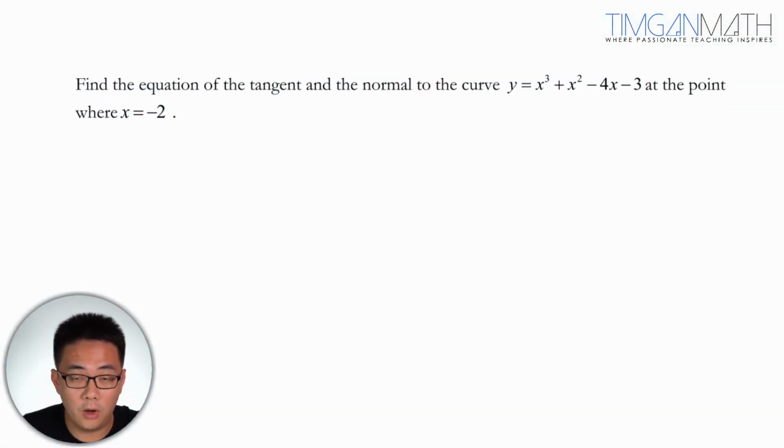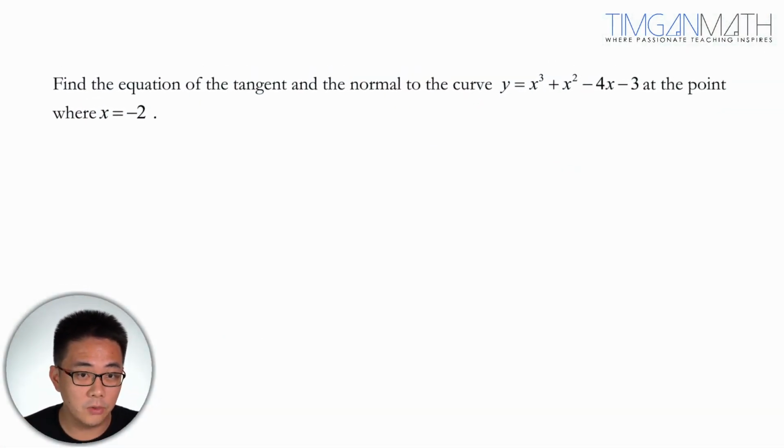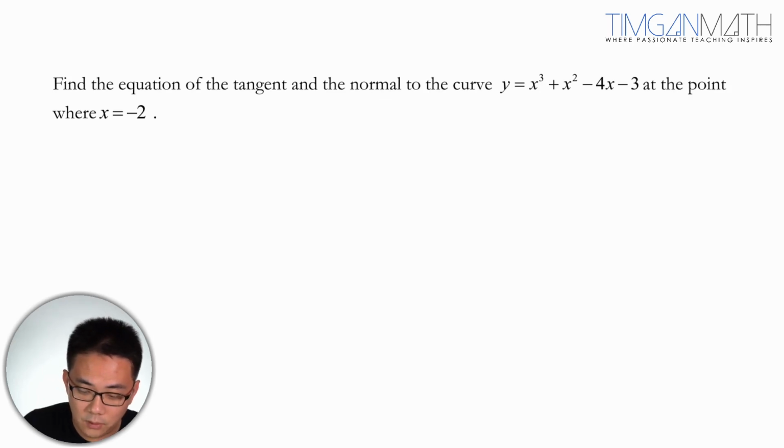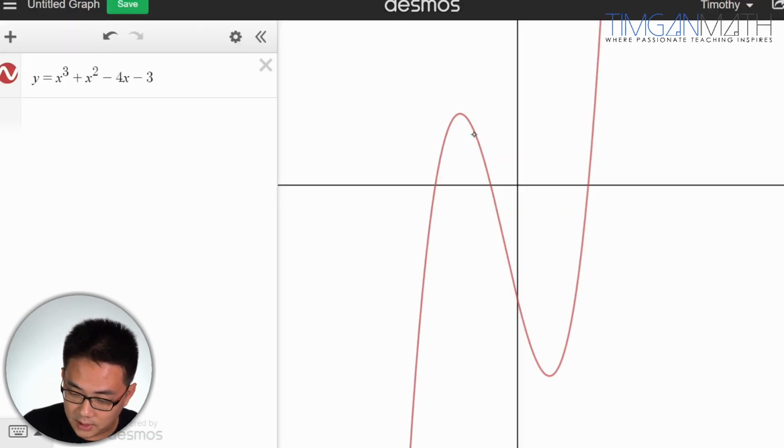Alright, students, let's look at this question here, which is on the application of differentiation. This question asks you to find the equation of the tangent and the normal to the curve at the point where x equals -2. So, using the derivative, how do you actually find the equation of the tangent and also the normal to the curve? In other words, what we want is when x is -2.